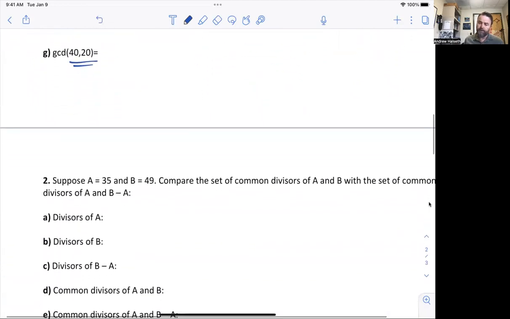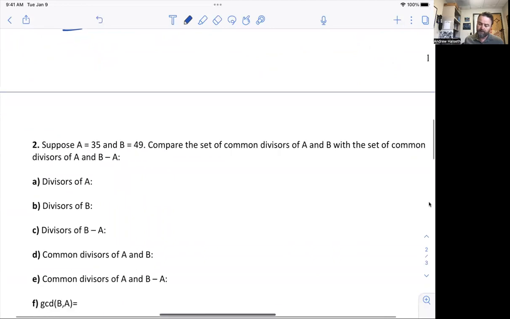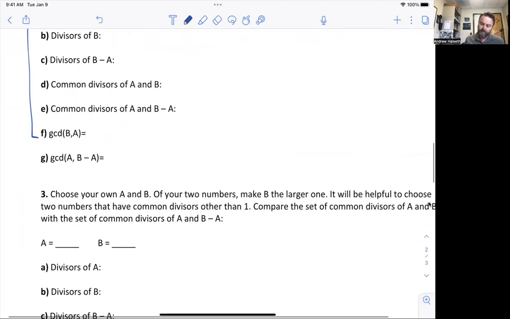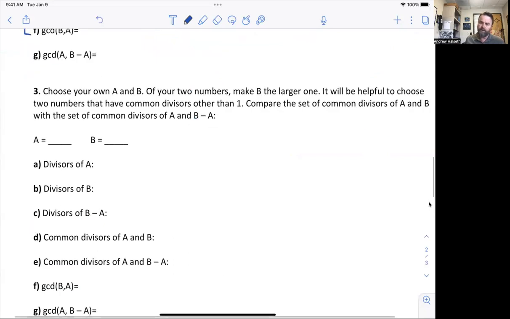And then you're just going to try it with some other examples. Here it's more in a general way, but these questions are the exact same that were just asked previously, just with new numbers. A is 35 and B is 49, but you can go through all of those. And then the last one, just choose your own A and B, and then go through those same steps, listing divisors, subtract B and A, common divisors, and finally the GCD. So these will look very much similar to the ones that you did previously.